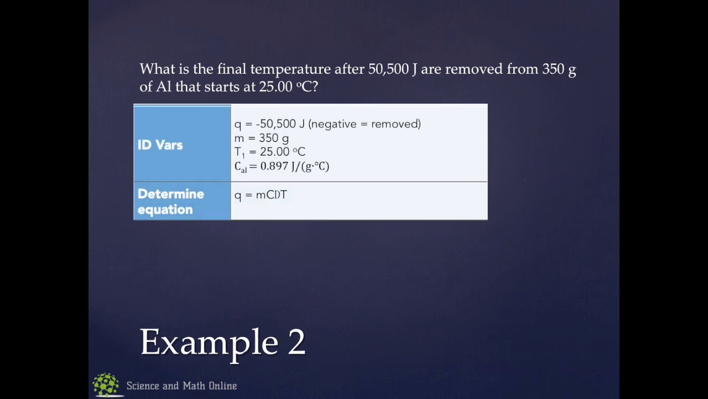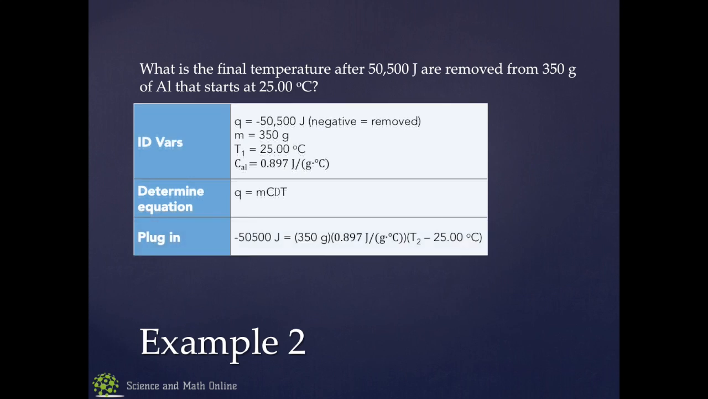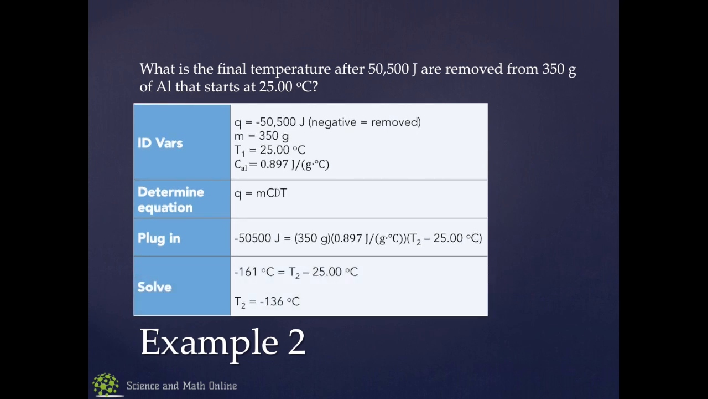We've got Q equals mc delta T. Don't know why it's showing up as a D there, but anyway. All right, so you plug in everything and you work your algebra. This one's a little bit trickier algebra-wise because you've got that T2 there. So you can move both of these over here and you get negative 161 equals this, and you get negative 136 degrees Celsius, aka cold.